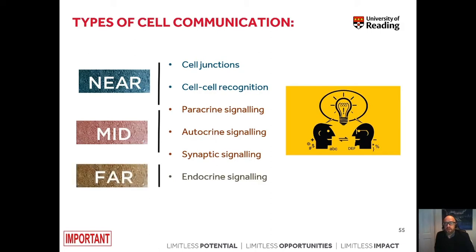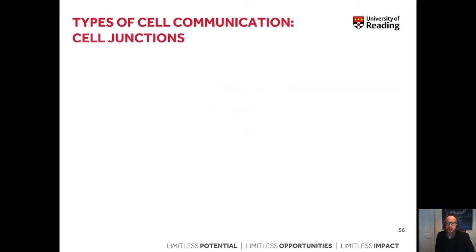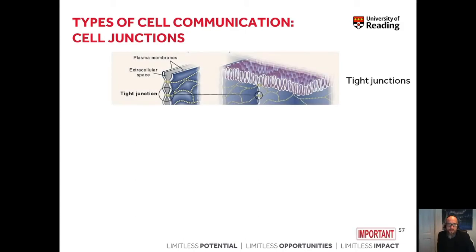The last type of cell communication, the endocrine signaling, usually occurs via very, very long distances and is usually mediated by hormones. Hormones can be released far away from the target organ. Hormones can be released by the brain and can be sensed by cells in the periphery. So this is communication over long distances. So let us have a quick look at cell junctions.